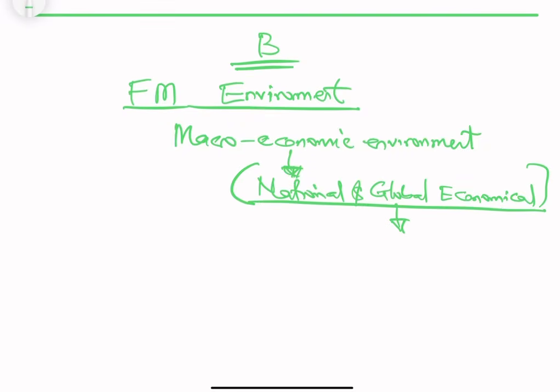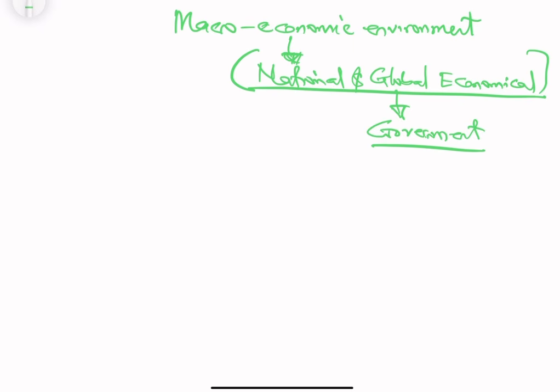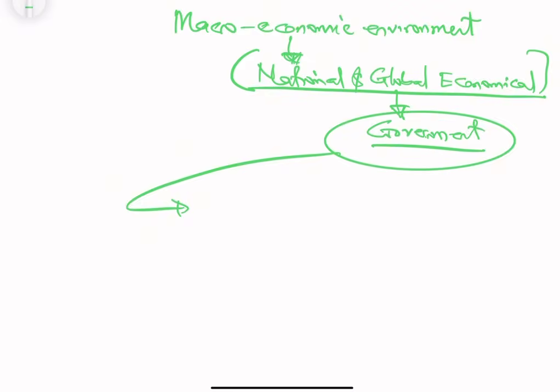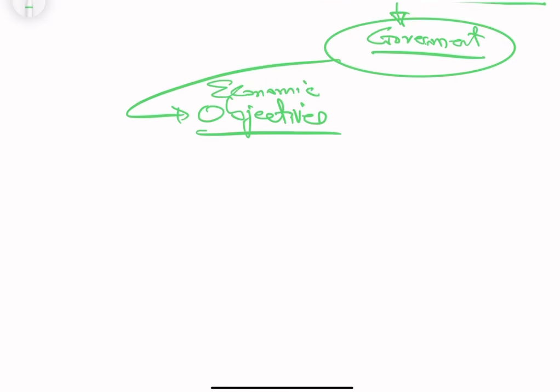This is controlled by government. For each country, every country must manage their economy. And that is the number one role of the government of that country, trying to manage the economy. When I say managing the economy, what are they trying to achieve? Which means what are the economic objectives of that government? There are four major objectives that every government aspires to deliver.